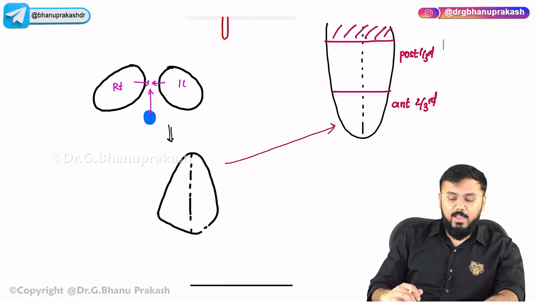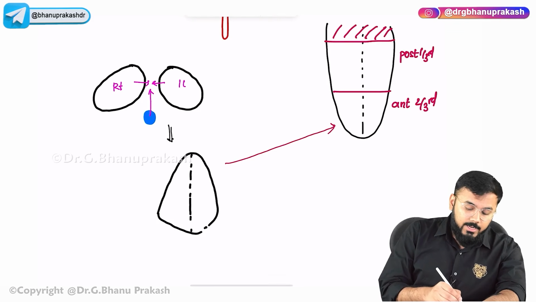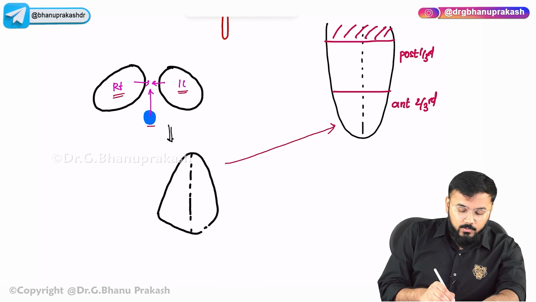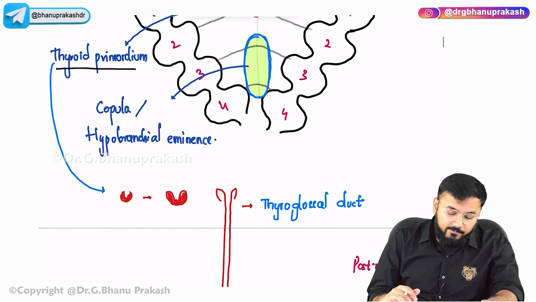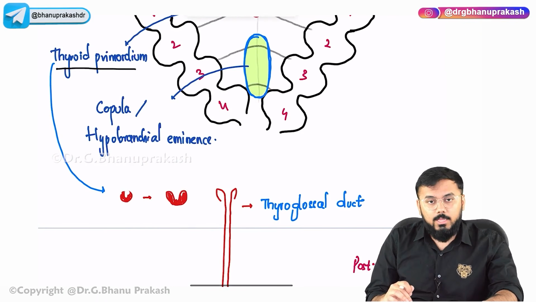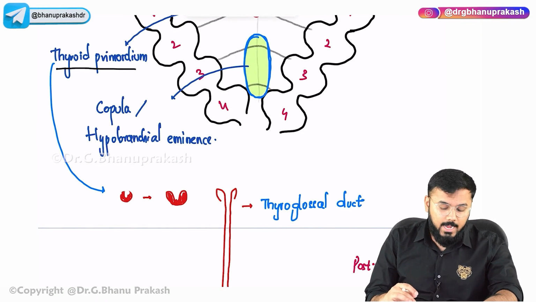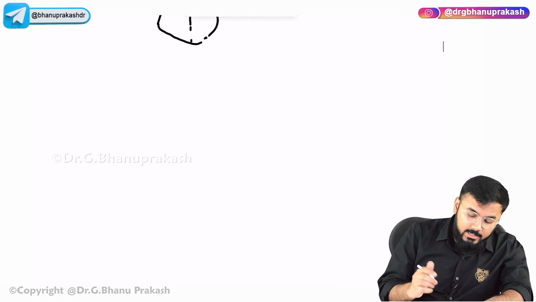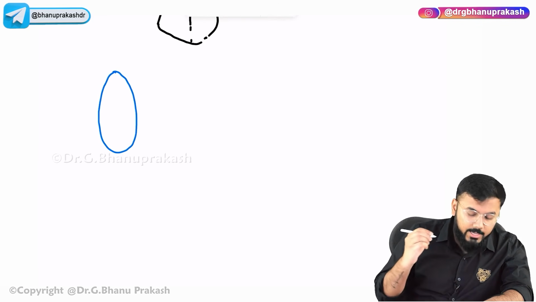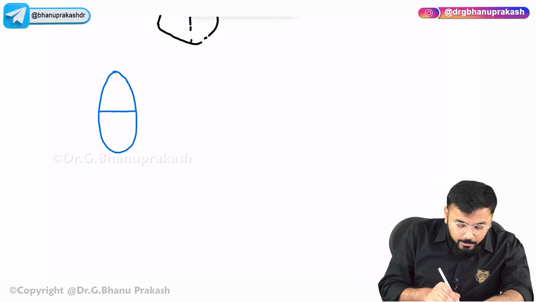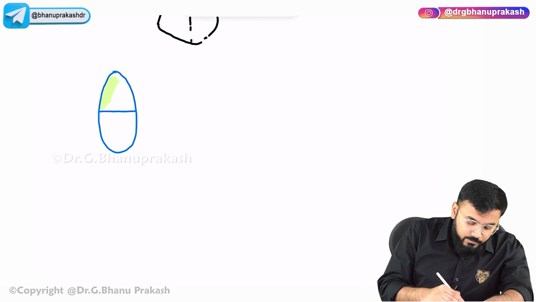Now if I ask you what the anterior 2/3 of the tongue is formed by, you have to say right lingual swelling, left lingual swelling, as well as the thyroid primordium. After that, down here, what you have is called the copula, or you can call it the hypobranchial eminence. So let us bring that here. This particular structure is your copula or hypobranchial eminence. Now I am dividing it into two structures. The part on the top is called the cranial part, and the part on the bottom is called the caudal part.